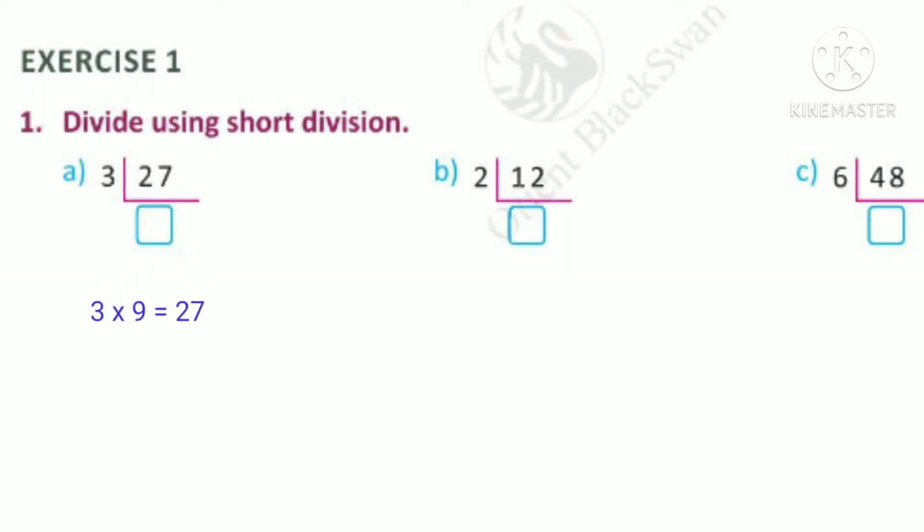Let's see the exercise questions. Divide using the short division. Here we have 3 nines are 27, so 9 is the quotient. The next one, 2 sixes are 12, so 6 becomes the quotient. In a similar way, you can solve the next sums.